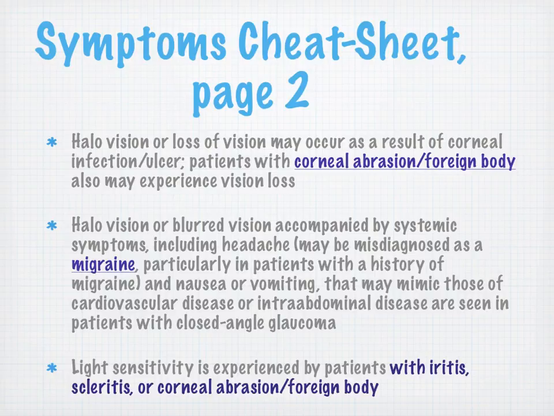Halo vision or blurred vision, accompanied by systemic symptoms including headache, may be misdiagnosed as a migraine, particularly in patients with a history of migraine, and nausea and vomiting that may mimic those of cardiovascular disease or intra-abdominal disease are seen in patients with closed angle glaucoma. So what's this slide telling you? It's basically saying just because it looks like a migraine and they've got a history of migraine, you still should investigate the possibility of closed angle glaucoma. Light sensitivity is experienced by patients with iritis, scleritis, or corneal abrasion, foreign body.